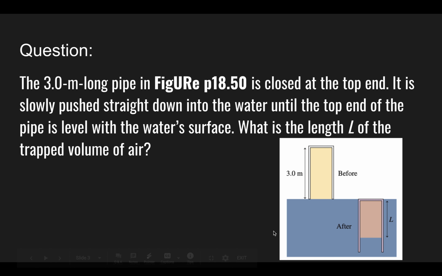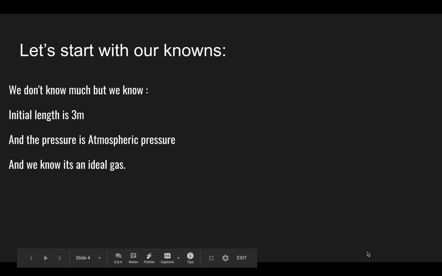So here's the question. We have a 3-meter long pipe, as shown in figure 18.50. The figure's down here. It's closed at the top end. It's slowly pushed straight down into water until the top of the pipe is level with the water surface. And it's asking, what is the length L of the trapped volume of air? Just by looking at it, we can assume that it's going to be about 2.4, 2.5, if you just break it up into little fractions. But let's actually figure this out.